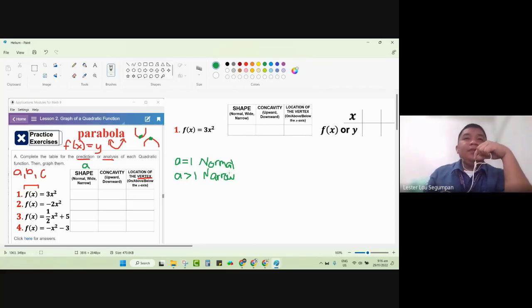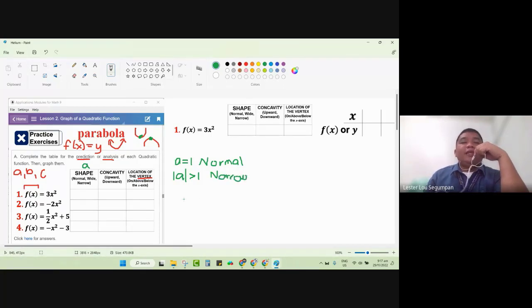Right? Now, this is also true if a is less than -1, meaning it's -2, -3, -4, -5. It's also narrower. So in a sense, the shape of the parabola is narrower if the absolute value of the a coefficient is greater than 1. Let's say, even if it's -2, the absolute value of -2 is +2, it's greater than 1, you're expecting a narrower parabola.